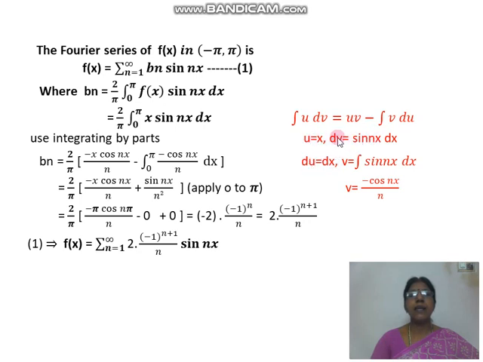This is dv, we get it integrated. So first for u, we do differentiation, and for dv, we do integration. I think all of you know it. Now v is equal to integral sin nx dx, so v is equal to minus cos nx by n.